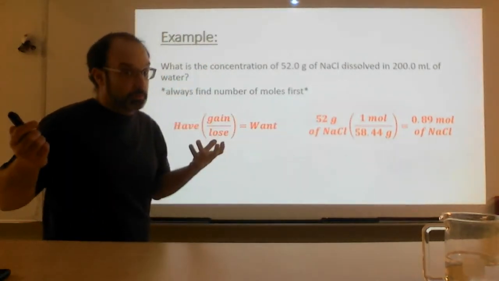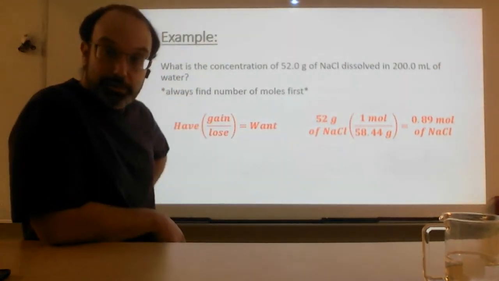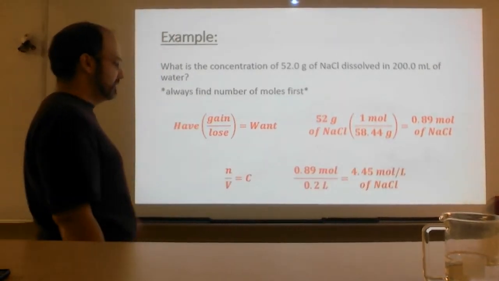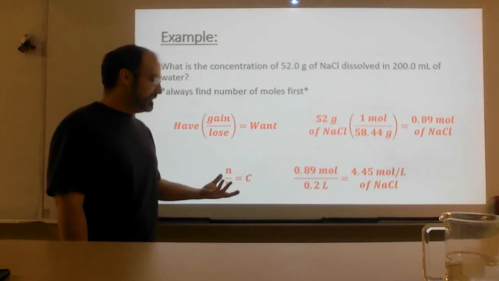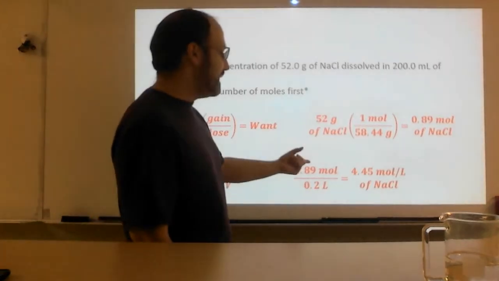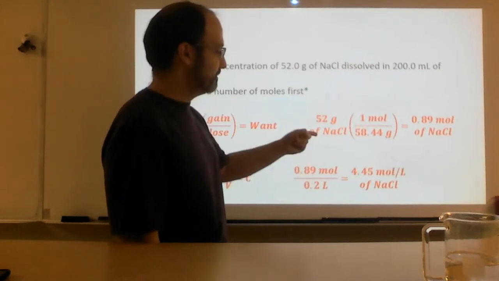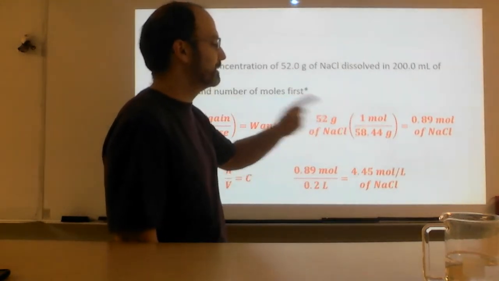Okay, so we don't have a mole, but we also don't have 1 liter. So what's my concentration going to be? Well, here's our equation. n over V equals C. 0.89 moles divided by 0.2 liters, I converted it to liters, equals 4.45 moles per liter.